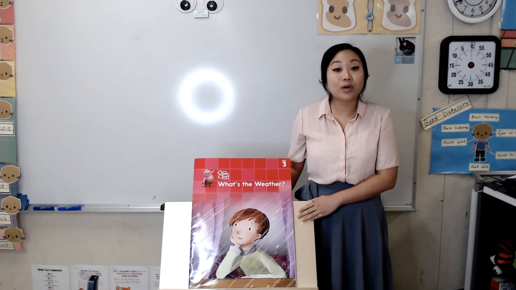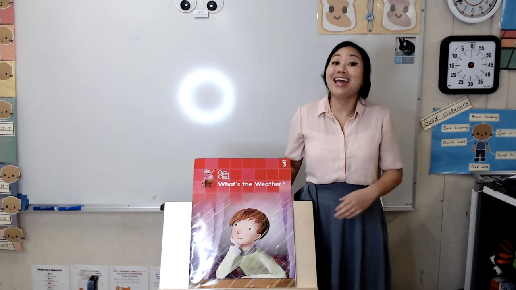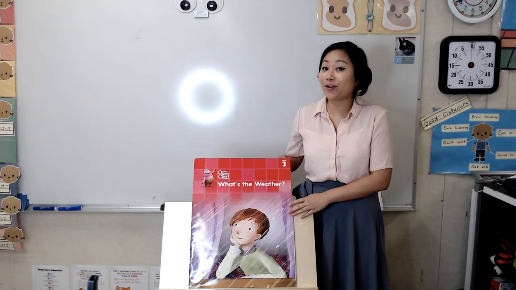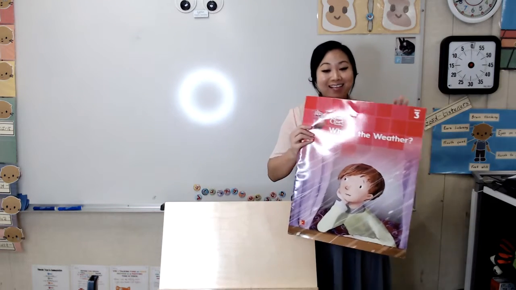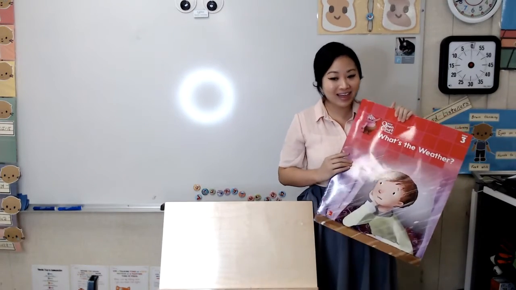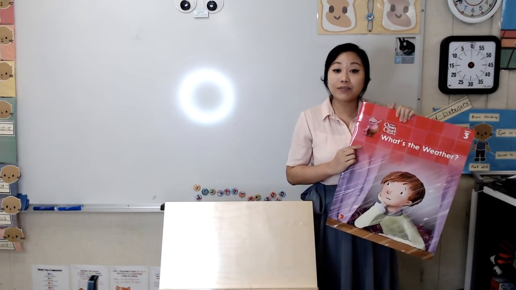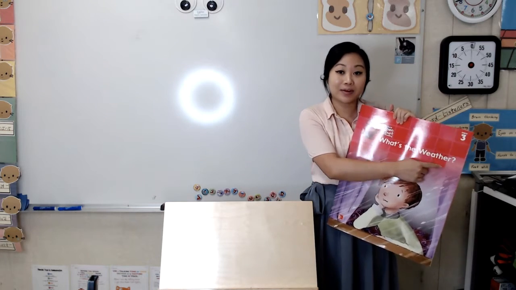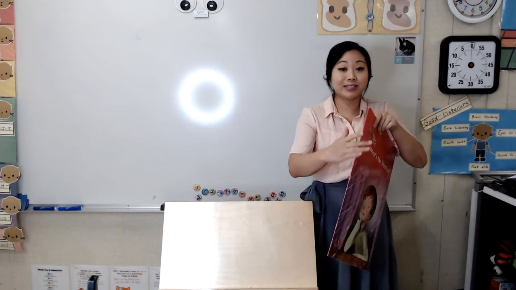Yesterday, I told you a story about how hail is formed. Today, we're going to read a story out of our big book about weather. This is the front cover, the back cover, and the title. The title of this book is What's the Weather? And this is the spine.